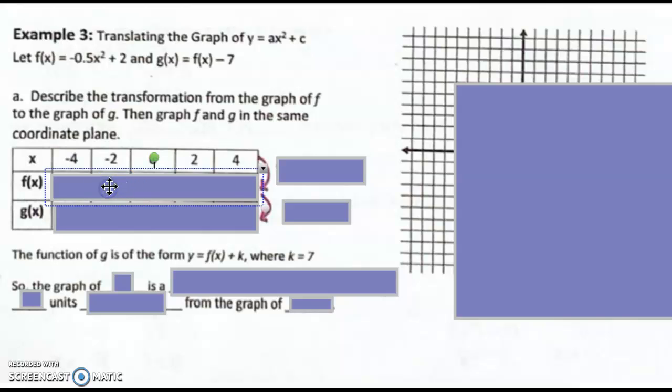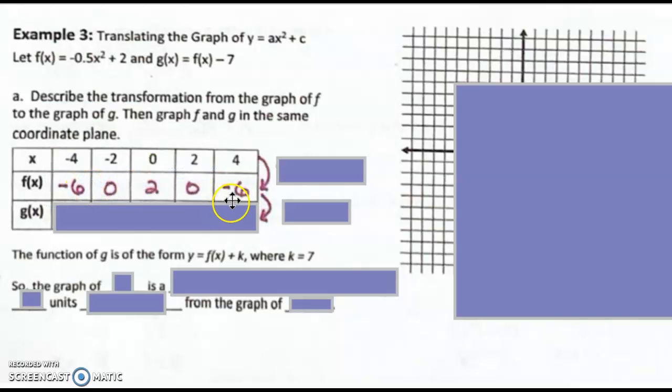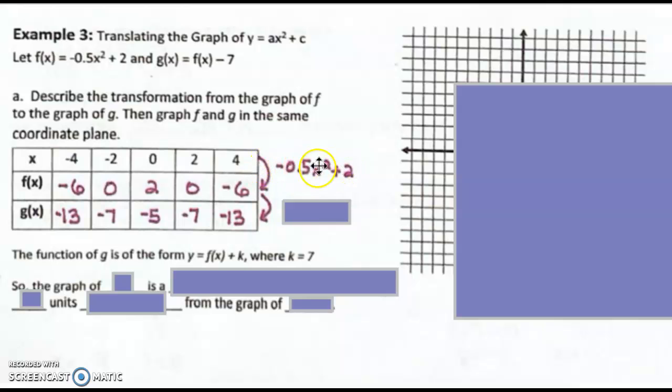So for f of x, if we plug that into our calculator, we're going to get these values. Now, you can do this one of two ways. You can go ahead and type this in again, negative 0.5x squared plus 2 minus 7. Remember how we did that? Or you can just take these numbers here, and since it just says minus 7, you can just subtract 7 from all of these numbers. And that'll give you these numbers right here. Okay, so this is that graph, and this is the new one.